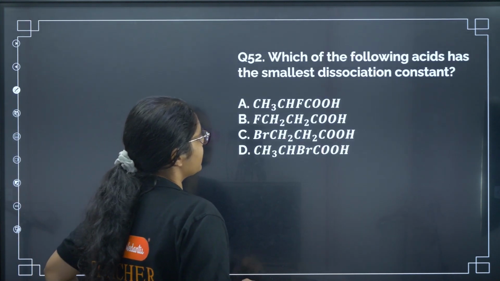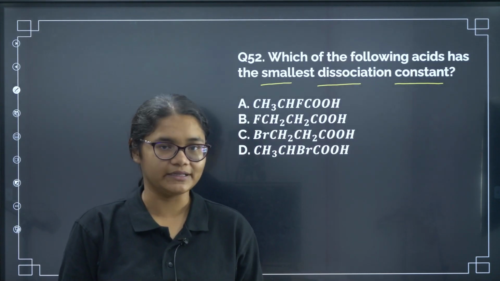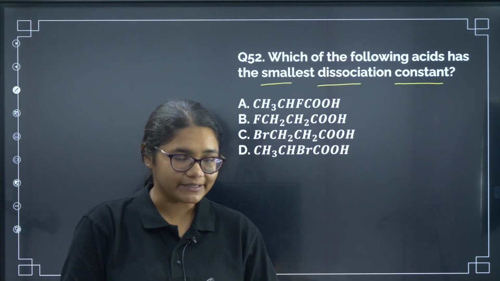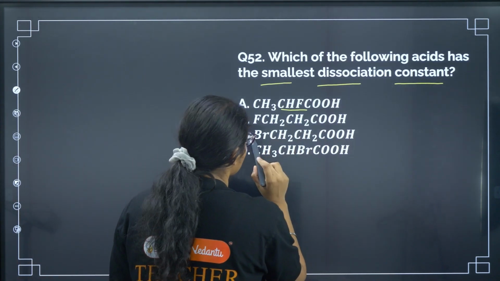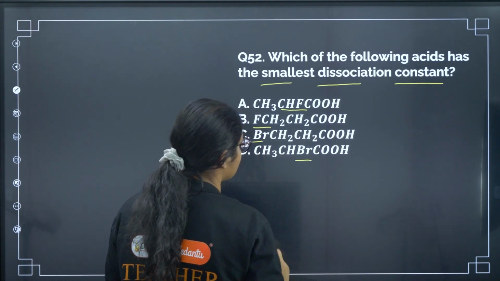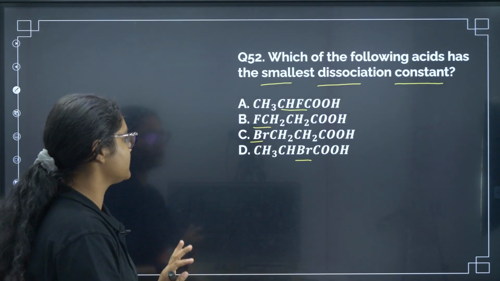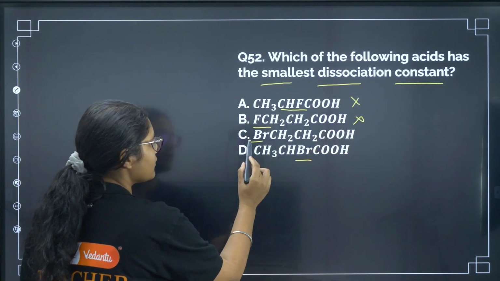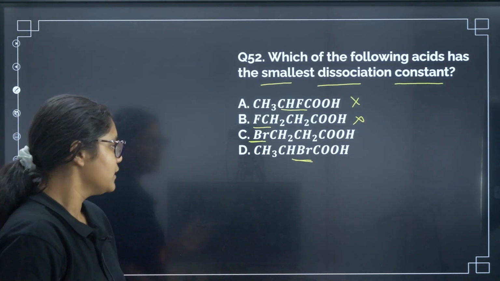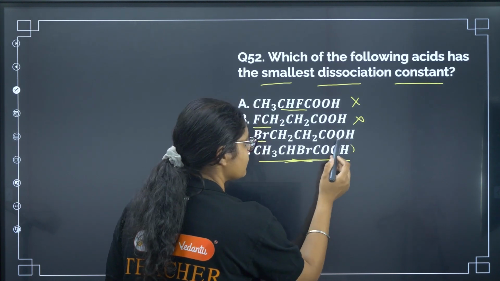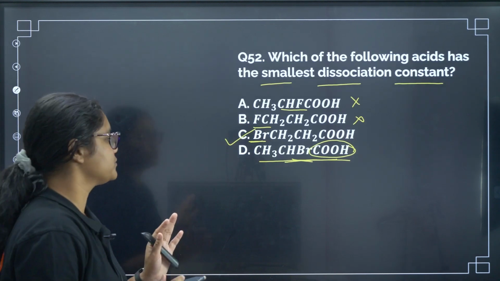Now next, which of the following acids has the smallest dissociation constant? So see here, smallest dissociation constant means it is a weak acid, okay? Weak acid means the conjugate base is unstabilized. Now let us see the options. You see here we have fluorine, here we have fluorine, here we have bromine, and here we have bromine. So first of all, fluorine will stabilize better than bromine. So that is why we can eliminate these two fluorine options. Now here also bromine is there, here also bromine is there. So now bromine has a minus I effect. So distance will play a role. Here you can see this bromine is nearer to the acid. So this one will stabilize more than this one. Okay. So the correct answer for this question is option number C.